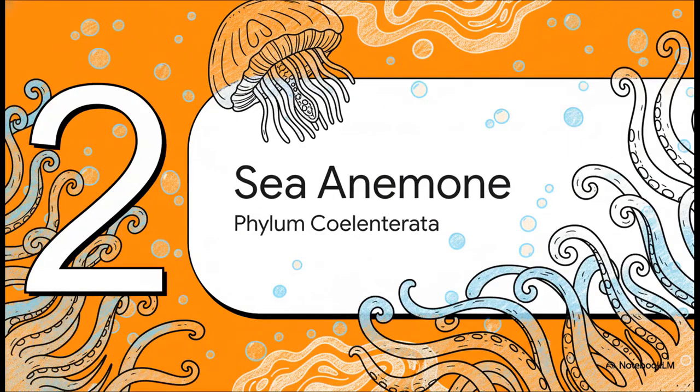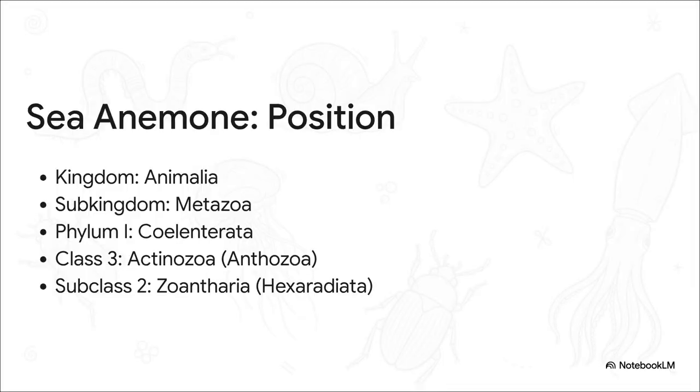Okay, first up, our first specimen is the sea anemone. It's a really classic example from the phylum Coelenterata. Let's take a closer look and see what it's all about. Now, before we look at the anatomy, we need to know its systematic position. You can think of this like its official scientific address. We have the kingdom, Animalia, subkingdom, Metazoa, phylum, Coelenterata. The class is Actinozoa, which you might also see as Anthozoa, and the subclass is Zoantharia. It's important to know where it fits in the grand scheme of things.